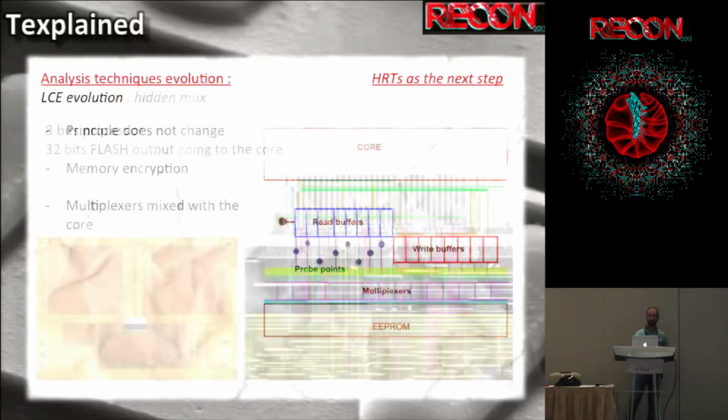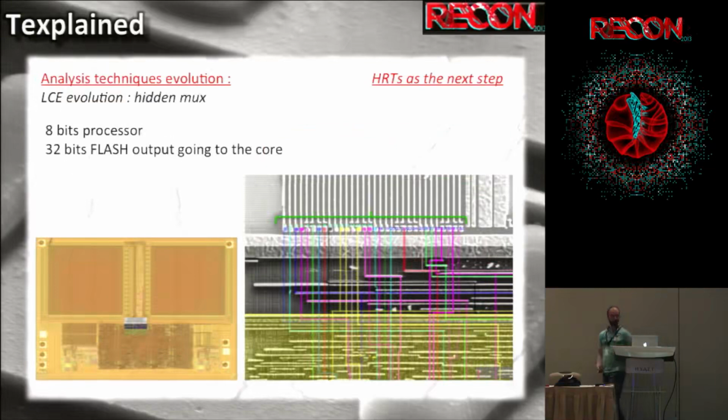In this example, it's another chip. In the middle, I put a picture, a SEM image, an electronic image, just to show you the output of this memory that you see on the top of the chip. There were 32 lines going directly to the core. And for sure, it's an 8-bit processor.